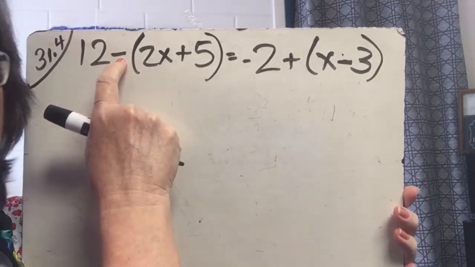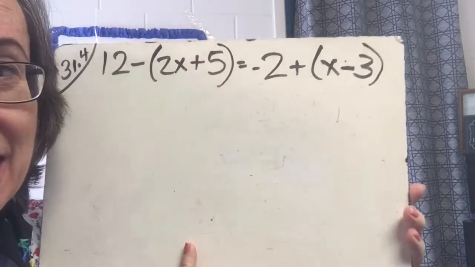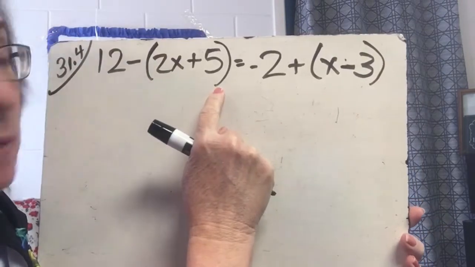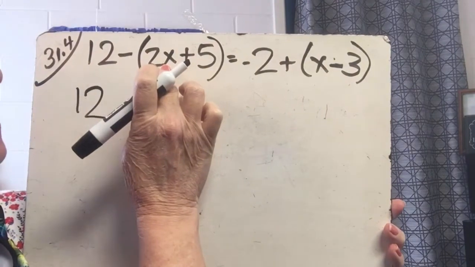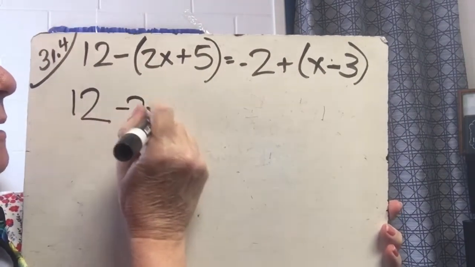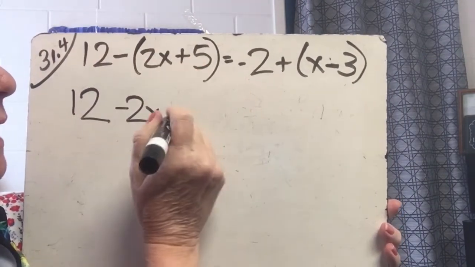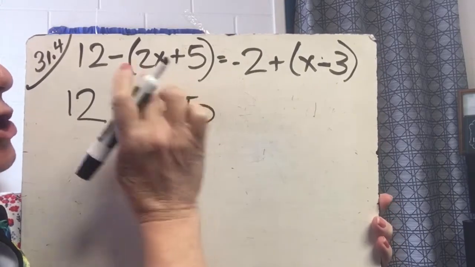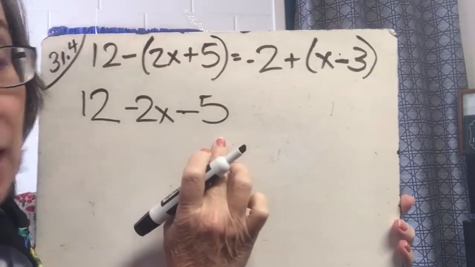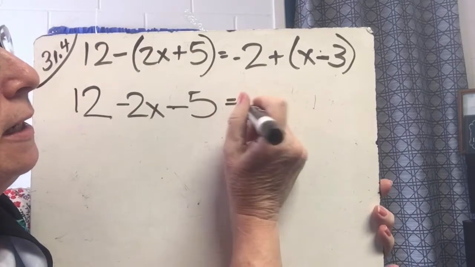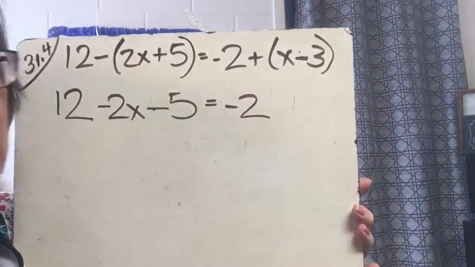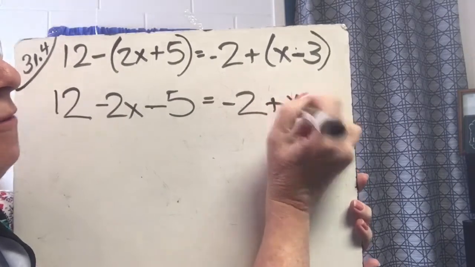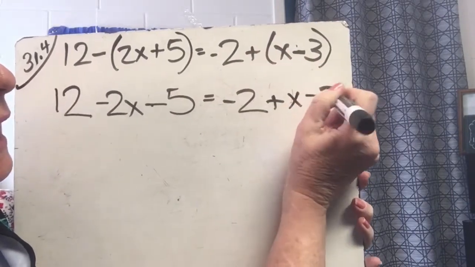Okay, in this next example, we have a minus in front of a parenthesis that we cannot simplify. And because that's a minus in front, it's the same as a -1 times the parenthesis. So we're going to have 12 minus 1 times a 2x is a -2x. Minus 1 times a 5 is a -5. So it just changes the signs, and then we take the parenthesis off. -2. Since this has a plus in front of the parenthesis, we can just take off the parenthesis and keep everything the same.